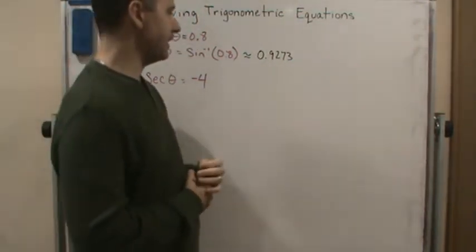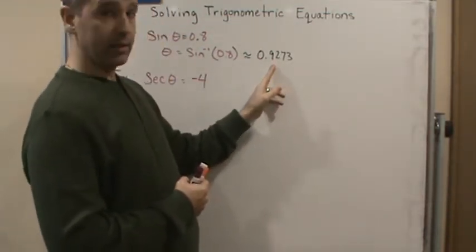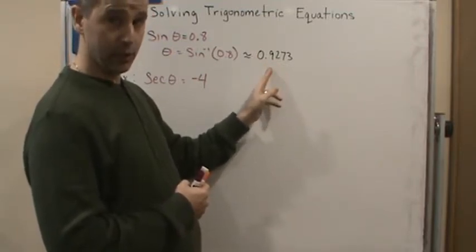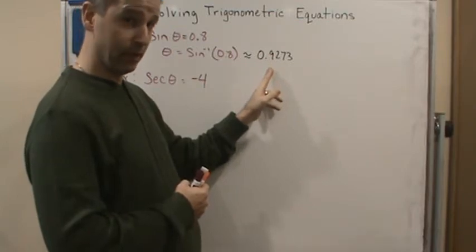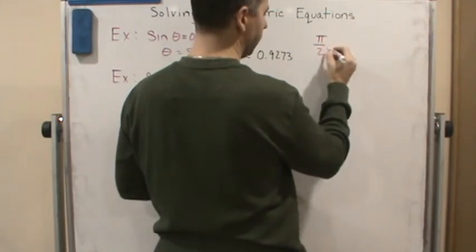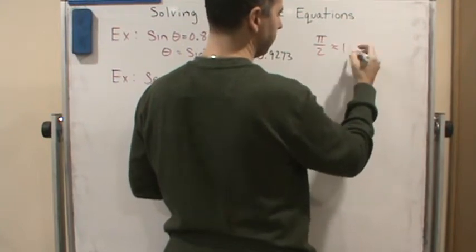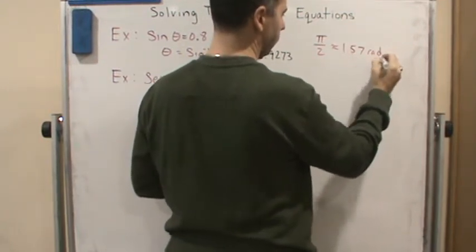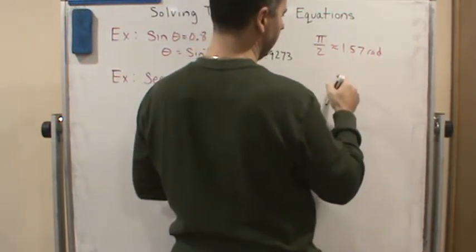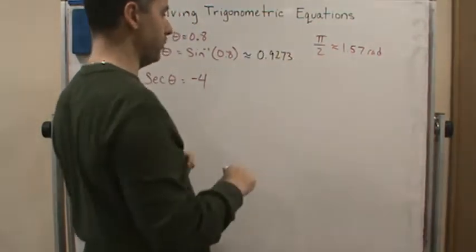Now notice that this is in the first quadrant, because 90 degrees is the same as pi over 2, which is approximately 1.57. Right? So pi over 2 is approximately 1.57 radians, right? And then pi, or 0, right? Obviously 0. So this is greater than 0, but less than pi over 2. So we're in the first quadrant.